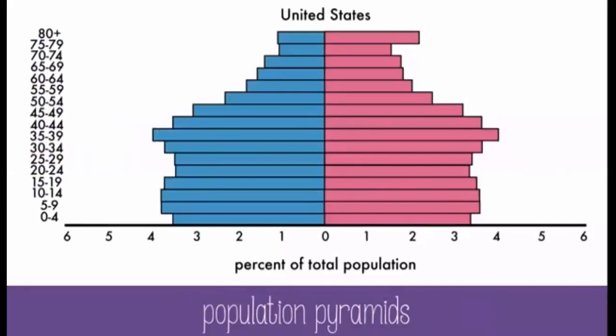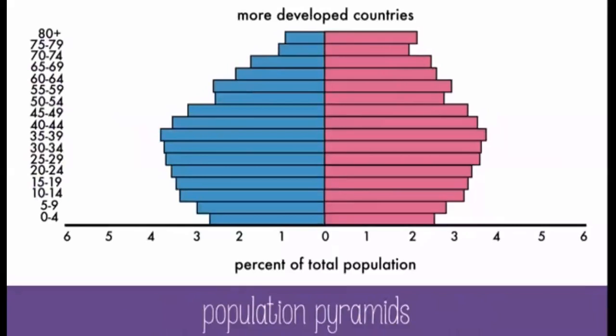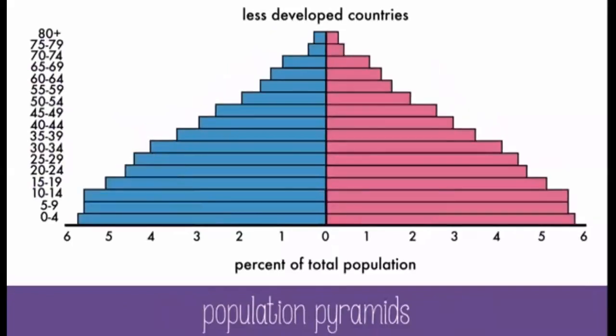On the left are the males of the population, and on the right are the females of the population. You can see that it's more rectangular than pyramidal. Here's another developed country. Again, it has more of a square shape than a pyramid. Now, less developed countries tend to have an actual pyramid shape because they have higher growth rates but don't have as many individuals that live to an old age.